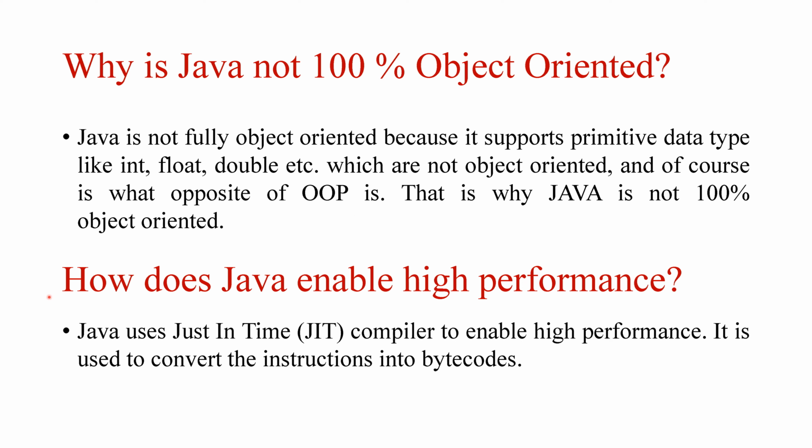Then the next question is how does Java enable high performance? We all know that Java is a high performance language. If the interviewer asks you how Java achieves high performance, this is because Java uses JIT, the just in time compiler, to enable high performance. It is used to convert the instructions into bytecode. Actually, the more important question here is what is JIT? But before jumping into that, some interviewers might also ask how Java enables high performance. They want to hear about JIT.